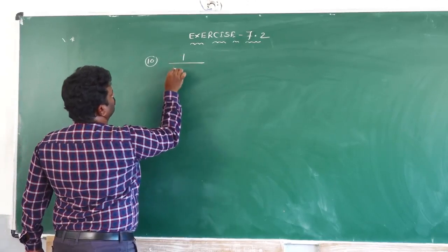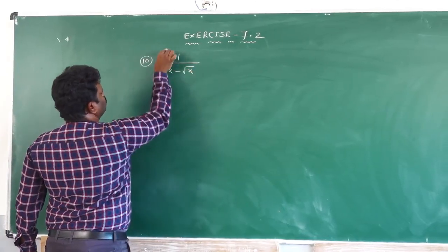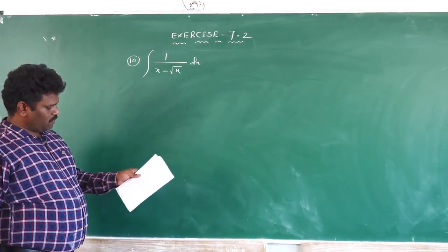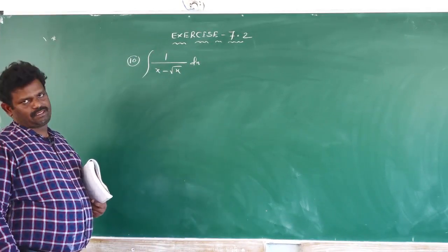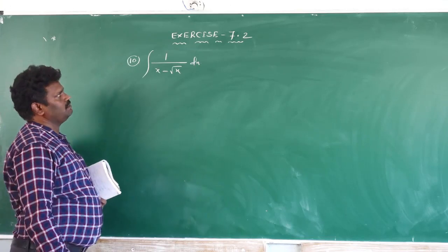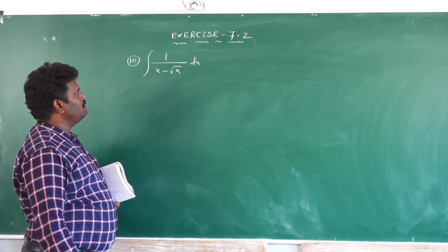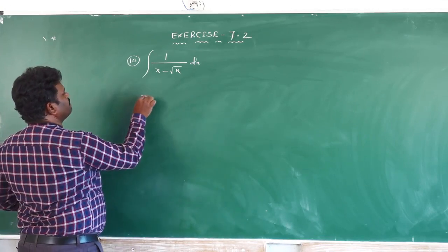Integral of 1 by x minus root x dx. Here substitution is not possible, since there are only 2 terms. Substitution not possible means first we simplify the given integral.